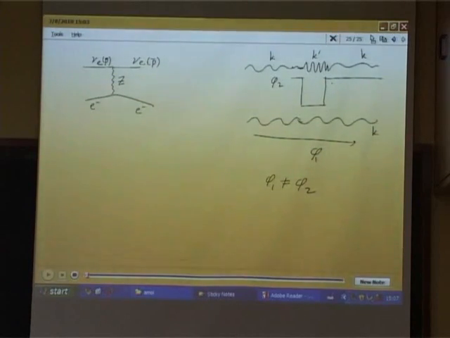So there are different ways of looking at it. One way of looking at it is in terms of such kind of potential. Another way of looking at it is the following.